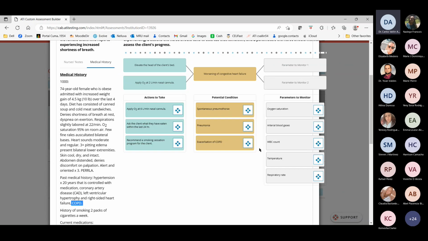Let's see what we can monitor. It's good to monitor oxygen saturation, yes. Arterial blood gases, yes. Which one is better for this patient, the O2 saturation or the ABGs? What do you think? What is your opinion? ABG, oxygen saturation. Okay, let me explain something so you understand the reason for the question.